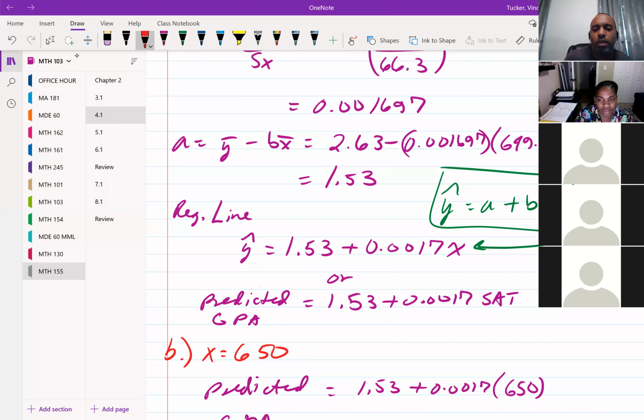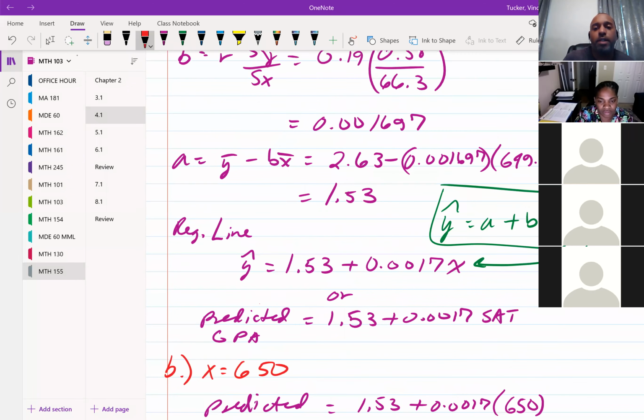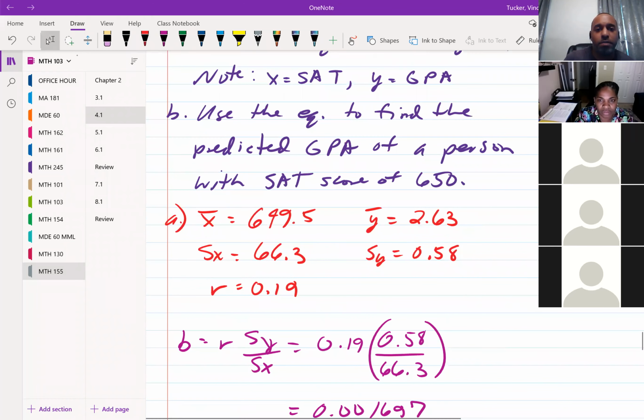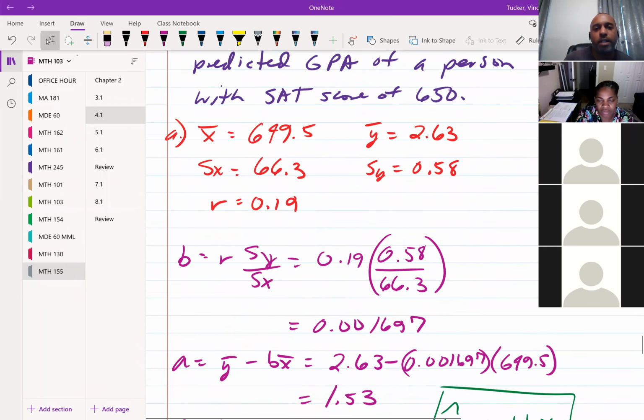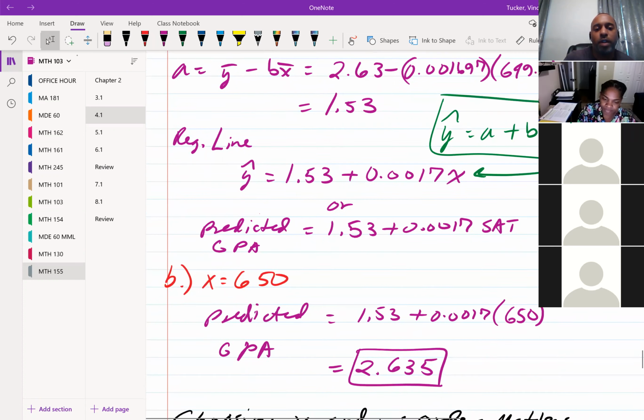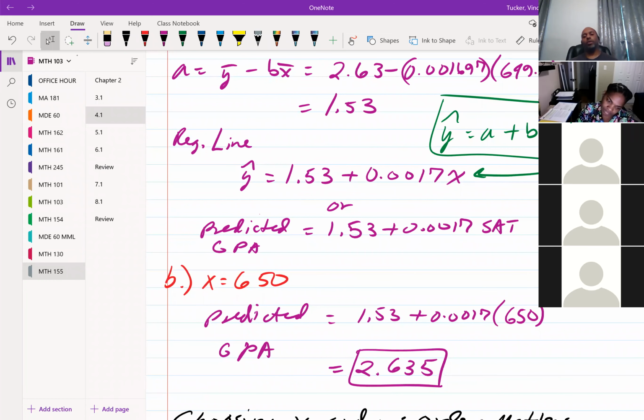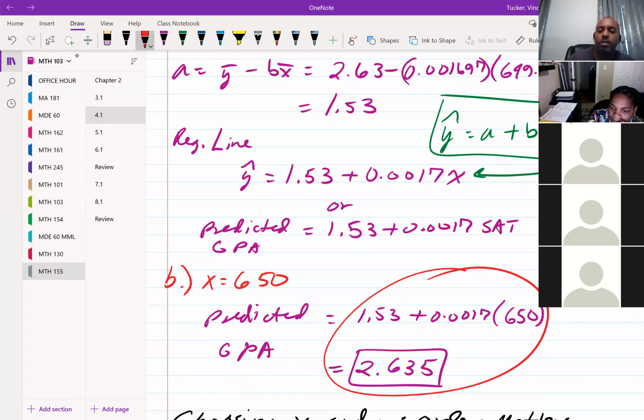All right, are you ready to go to B? So B says to use the equation to find the predicted GPA of a person that has the SAT score of 650. So that means we're going to take 650, plug it in for X, and find the predicted GPA of somebody who has that score. That's what we did right here.